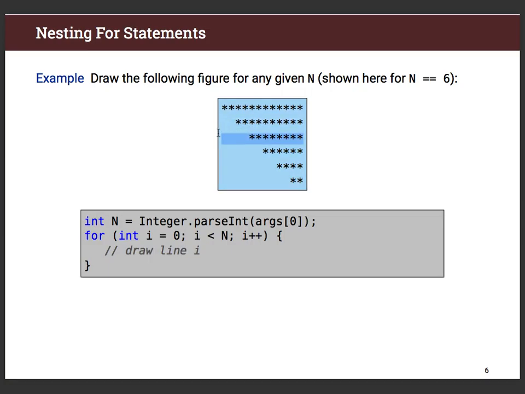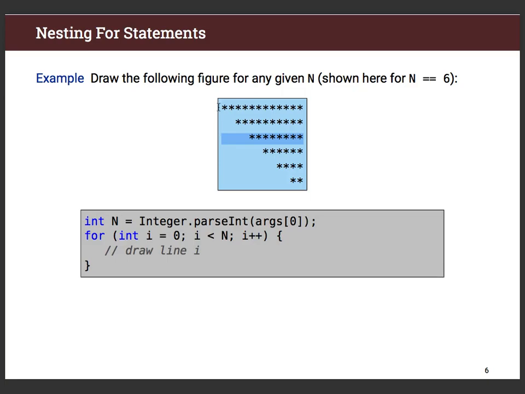Well, it starts with a couple of spaces, and then it has a lot of stars. So I've got to draw spaces and draw stars. And I have to figure out how many spaces and how many stars on line i. So let's make a little table.